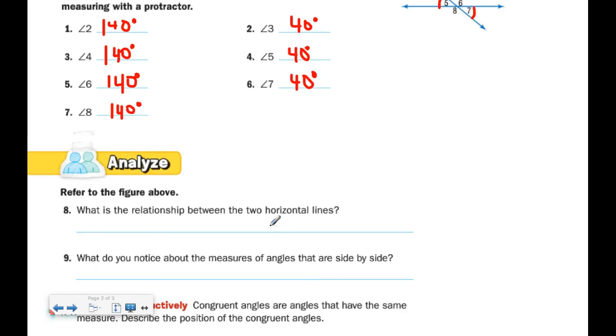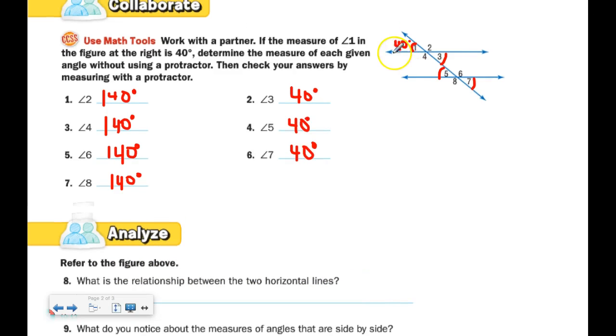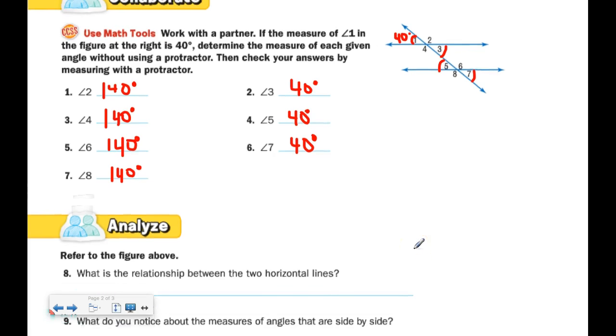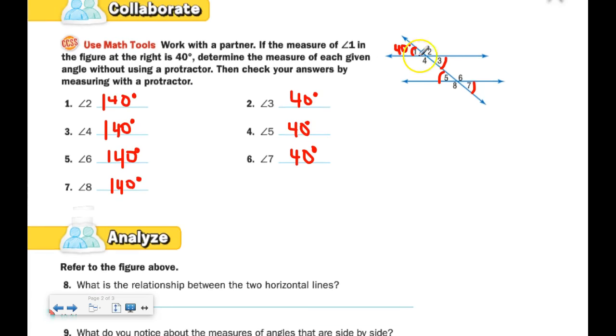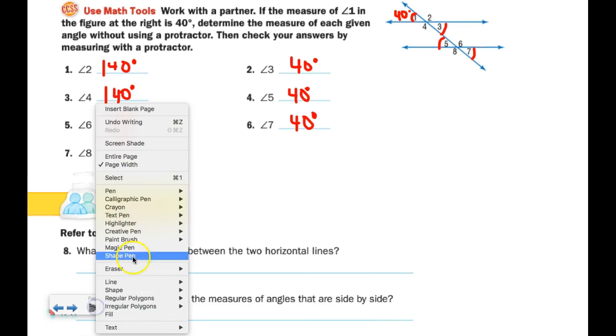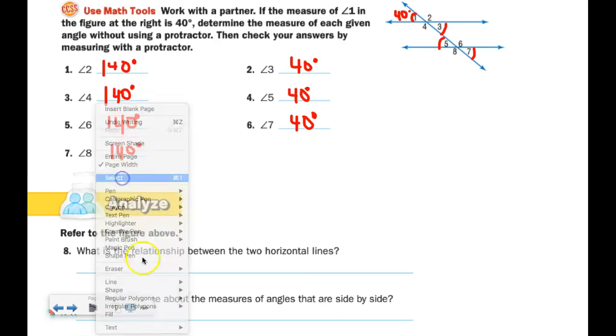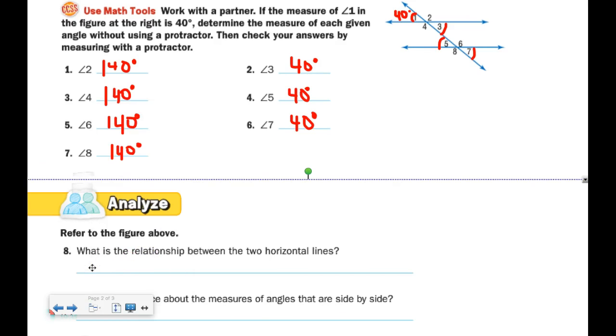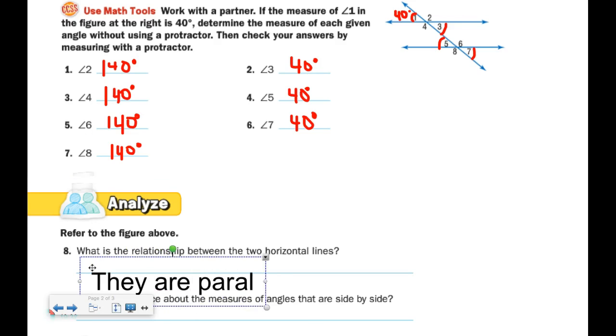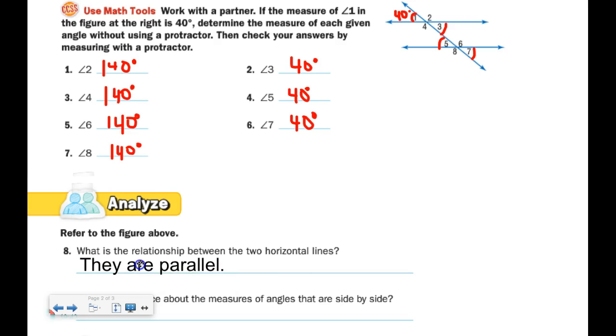Otherwise, we're moving on. What is the relationship between the two horizontal lines? Okay, so this line and this line, what's the relationship between those two lines? Well, they're extending. Does it look like they're ever going to touch? I don't think so, which means that they're going to be parallel. So the relationship between the two horizontal lines is that they are parallel. Kind of gave it away by saying that they're both horizontal. Hopefully, that did give it away.